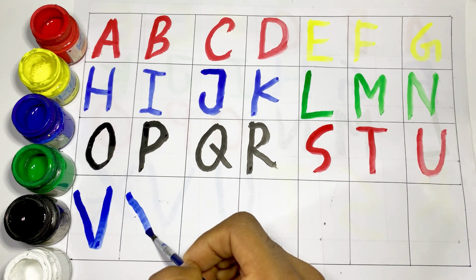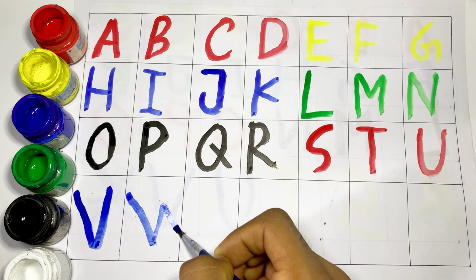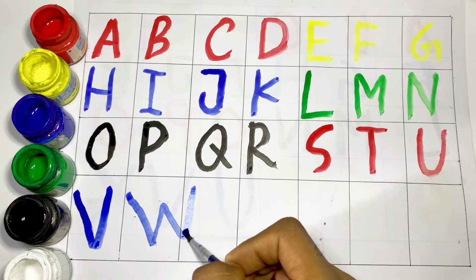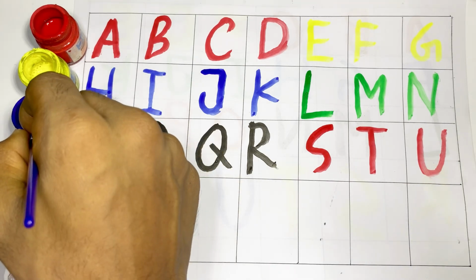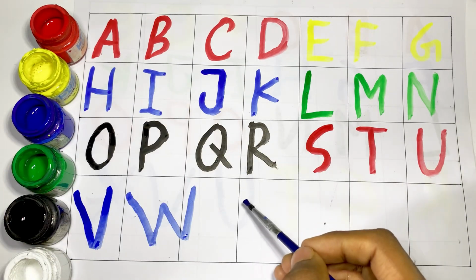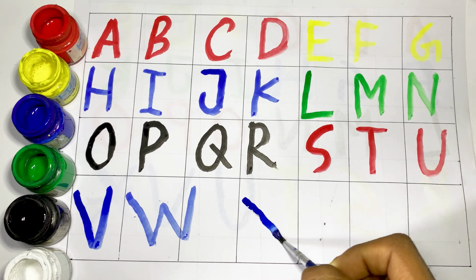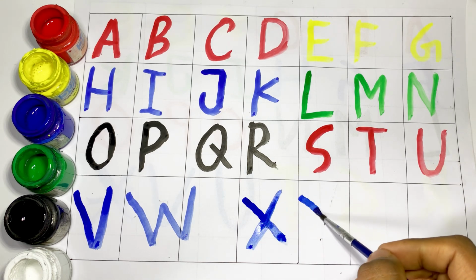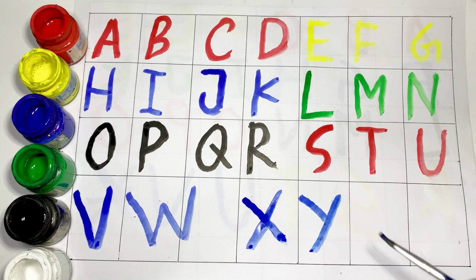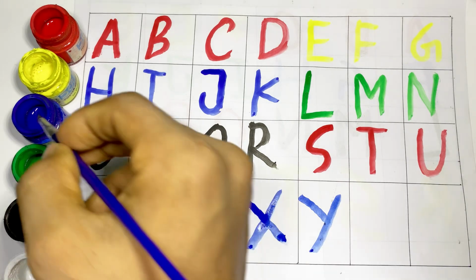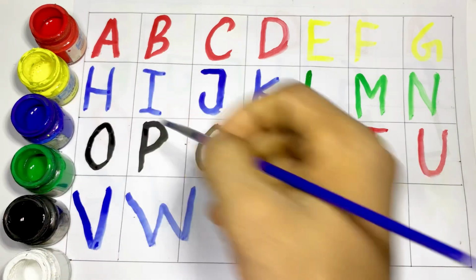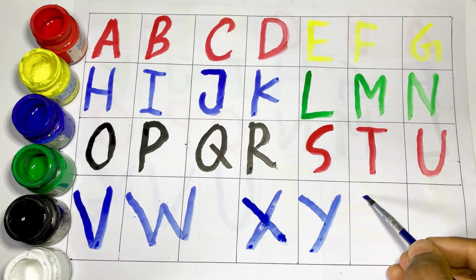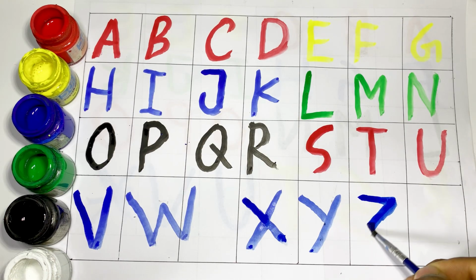W. W for wallet. W for watch. Again use blue color and draw X. X for X-ray. X for Xmas tree. Y. Y for yak. Y for yeah. Again use blue color and draw Z. Z for zebra. Z for zoo.